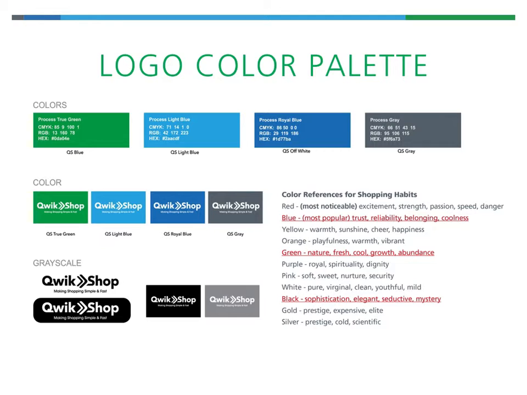The QwikShop color palette is made up of green, blue, and grays, which are the most visually reliable colors when dealing with mobile design. My color scheme is used throughout the app for the sake of consistency and hierarchy. Keeping everything on a white background makes it easier for the user to read while making selections without confusion.